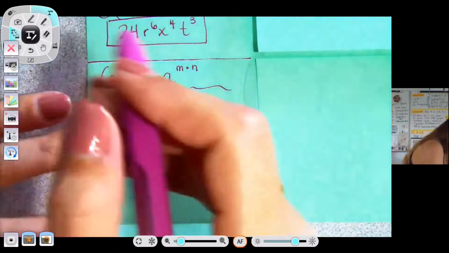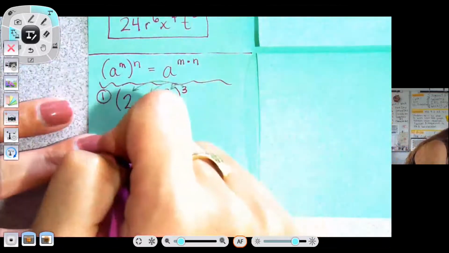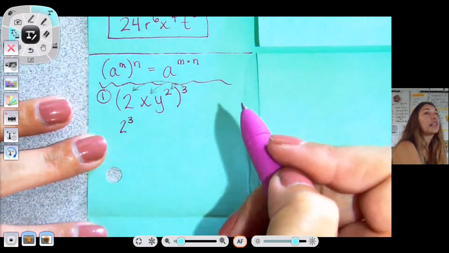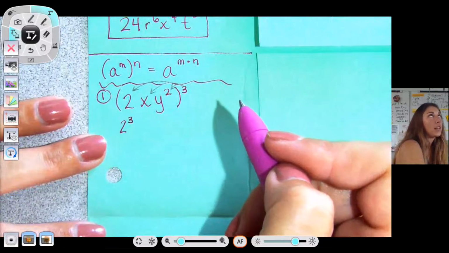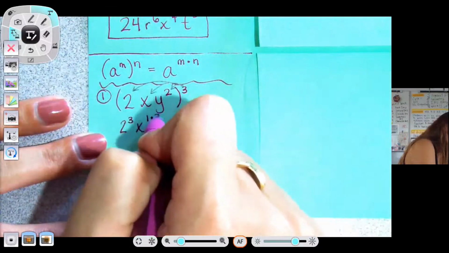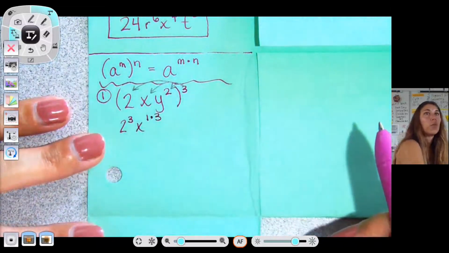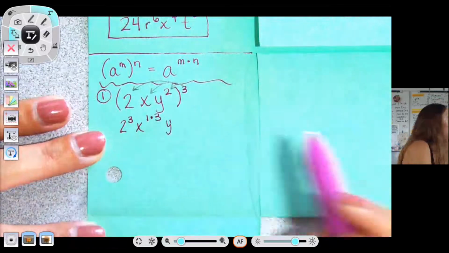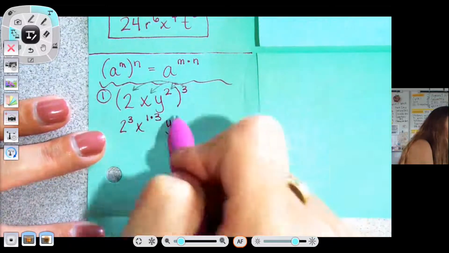So I have 2 to the 3rd. Technically, x doesn't have an exponent, but what is this exponent right now? 1. So I have x to the 1 times 3, and that's why normally you don't show your work, because if it doesn't have an exponent, it's basically 1 and just gets that 3. And then I have y. What 2 numbers am I multiplying together? 2 times 3.